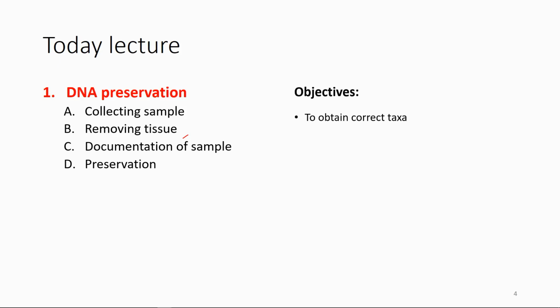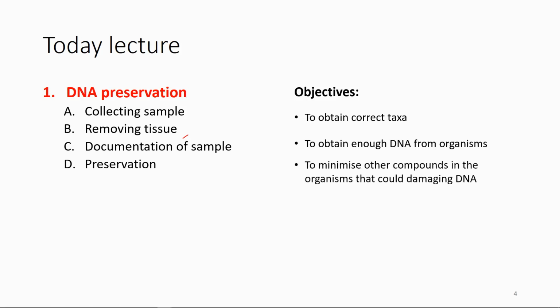So the objective is, first, you have to make sure you obtain the correct taxa, and you have to make sure you obtain enough DNA from the organism, and you also want to minimize other compounds in the organism that could damage the DNA, and you want to reduce contamination. So you only want the DNA from the sample that you want to study, and you try to avoid contamination of your sample by DNA from other sources. Okay, so we call that foreign DNA.